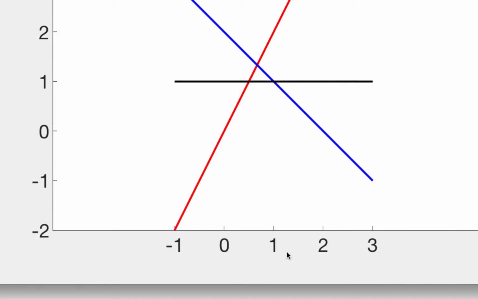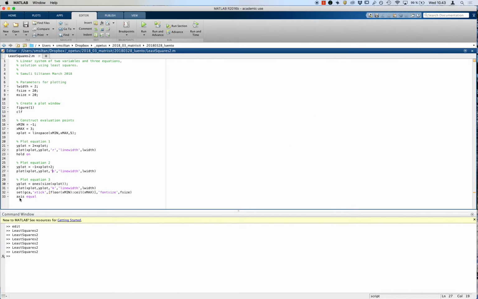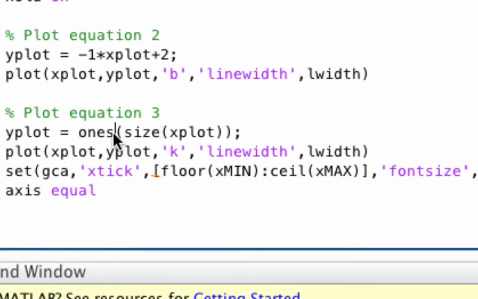Actually, you know, the empty space here in the middle is rather small for this display. So let's change our black equation line to be actually y equals 0 instead of 1. Here, let's put zeros.